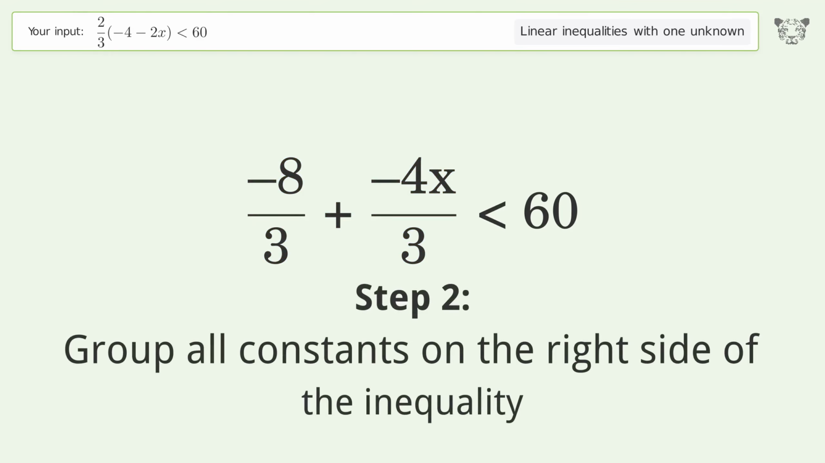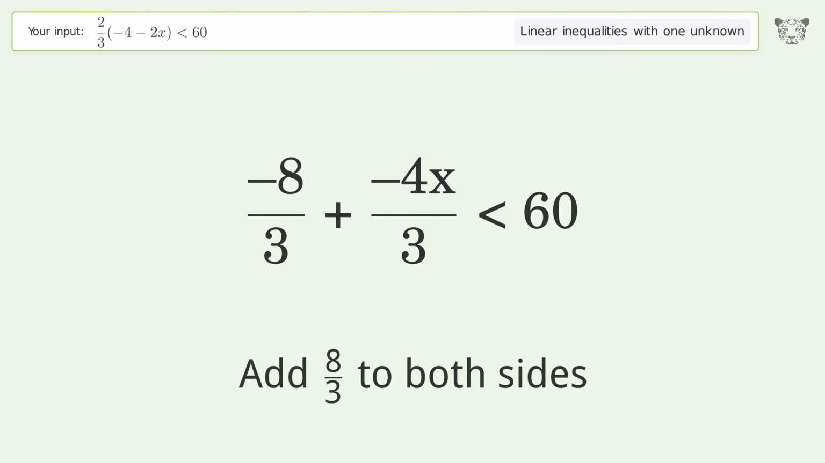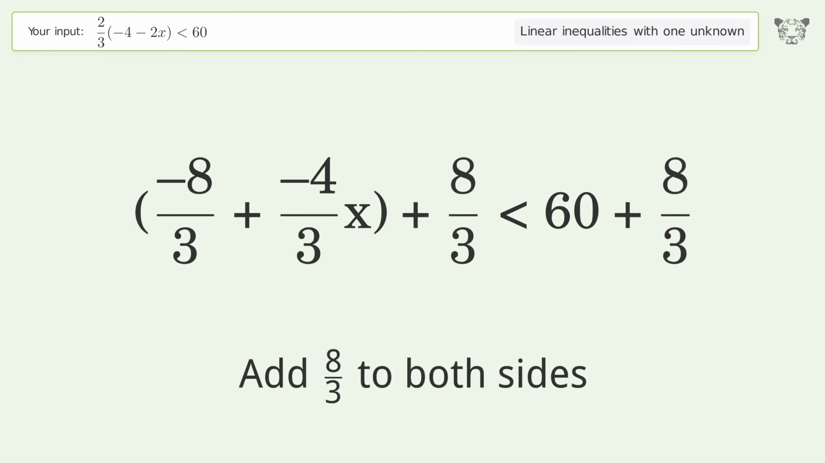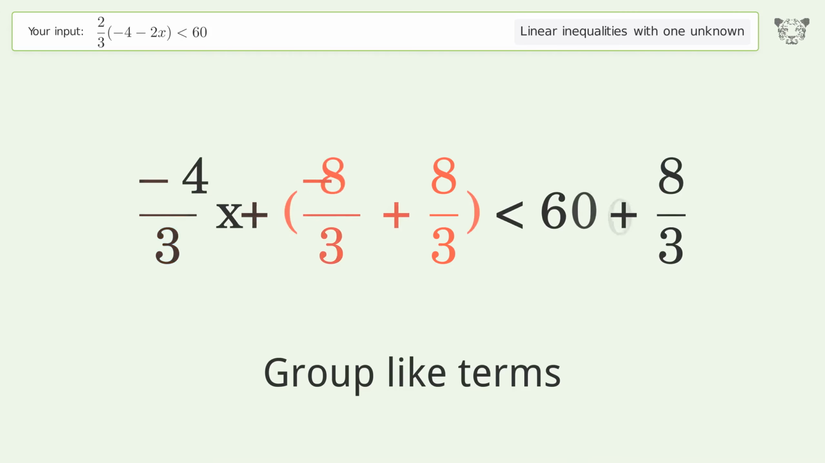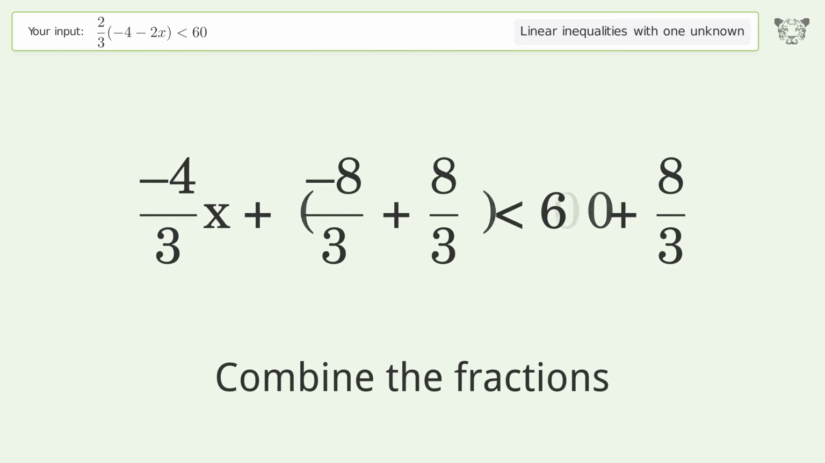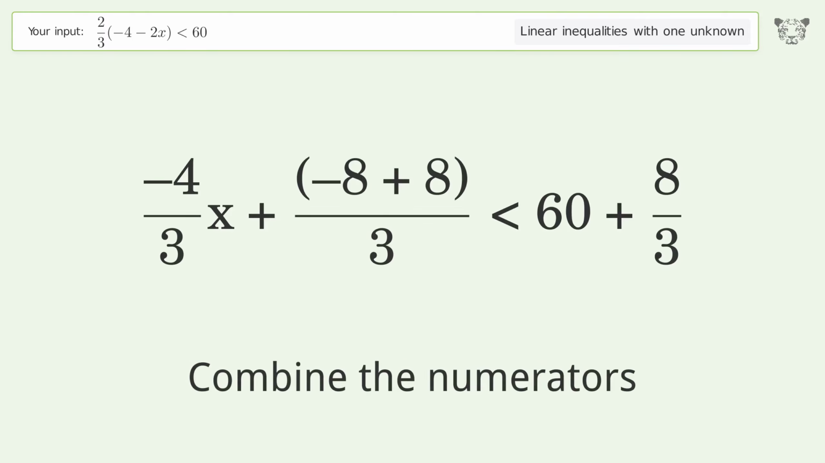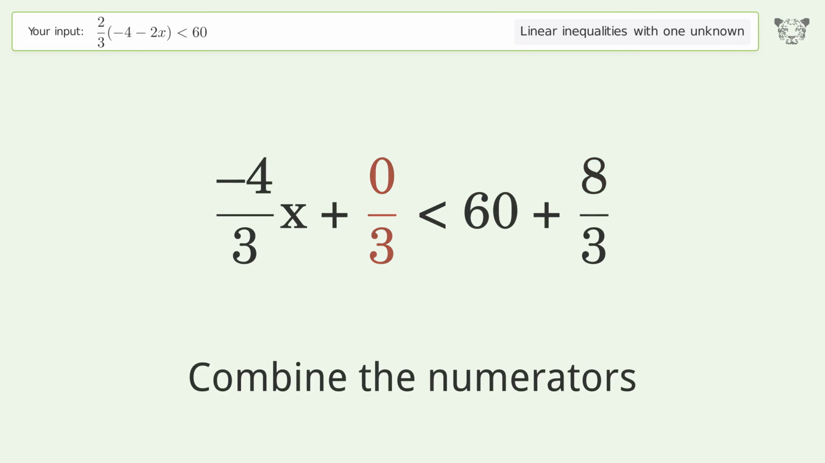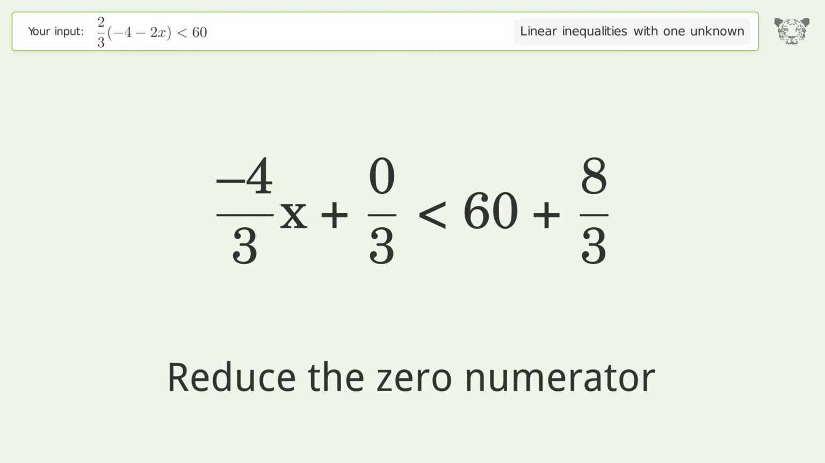Group all constants on the right side of the inequality. Add 8/3 to both sides. Group like terms. Combine the fractions. Combine the numerators. Reduce the zero numerator.